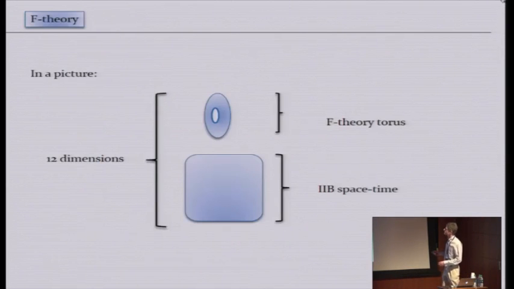Now, it's not so interesting if you just take a constant torus. What we want to do now is fiber this elliptic curve over the type 2B spacetime. In other words, we're going to consider backgrounds where the axiodilaton varies over the type 2B spacetime. So we want to write an elliptic fibration, that is, a fibration by an elliptic curve over the type 2B spacetime.